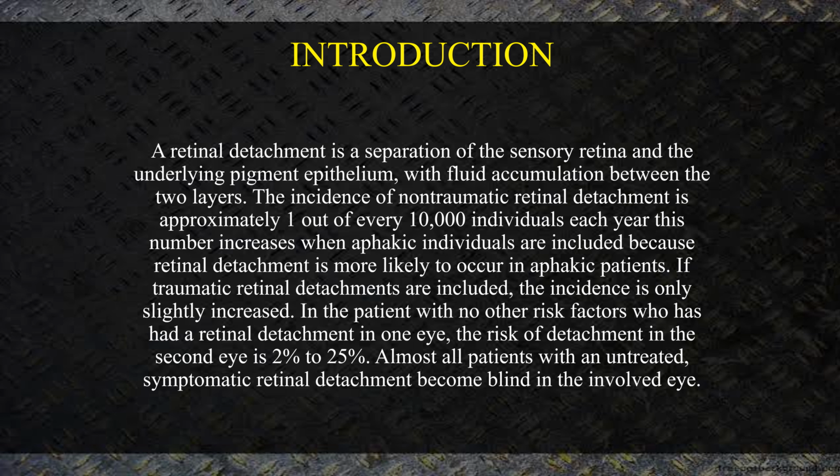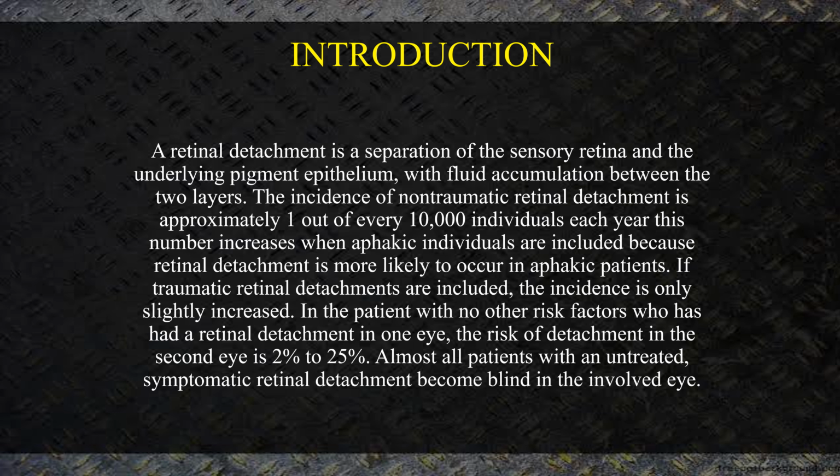You see here it is written that retinal detachment is a separation of the sensory retina and the underlying pigment epithelium with fluid accumulation between the two layers. So what are the two layers? That is the retina and the choroid. Because of various reasons, which we will see later on, there will be accumulation of fluid between the two layers. Now, if I talk about the incidence of non-traumatic retinal detachment, out of every 10,000 individuals each year, at least one of them will suffer from non-traumatic retinal detachment.